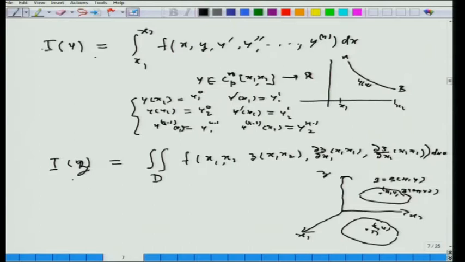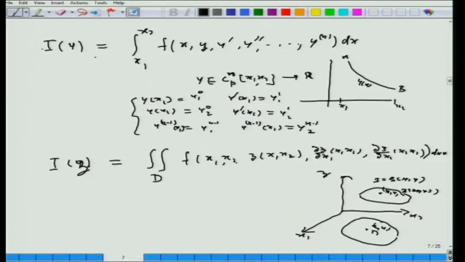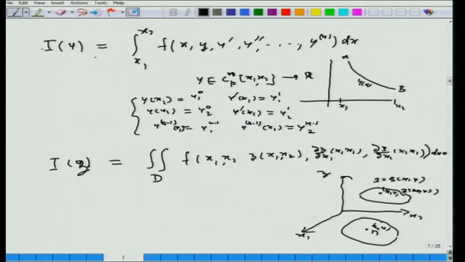Then a more general problem would be where you have more independent variables appearing, like x 1, x 2, and then z is a function of x 1, x 2, a surface such that the derivatives with respect to x 1 and x 2 are piecewise continuous. Then you can consider this integral of f, which is a continuous function of all of these arguments. Then the integral is again defined in the sense of Riemann over the domain D, which is an open connected subset of R 2.